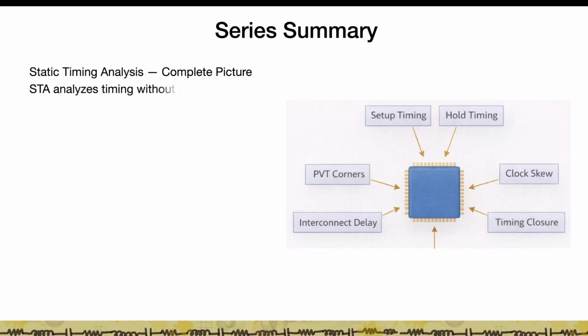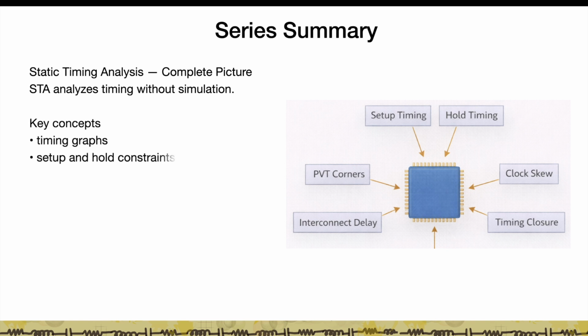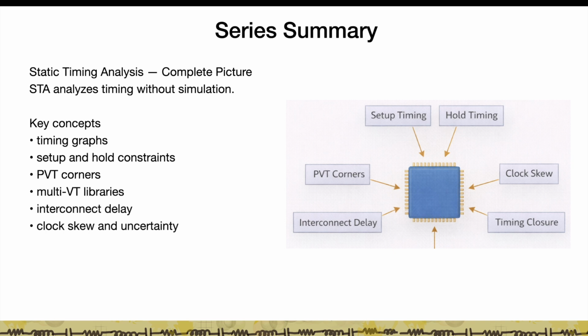We've reached the end of the series. Let's look back at the ground we've covered. We started with the fundamental question: how do you verify that a chip will work correctly at speed without simulating every possible input combination? The answer is static timing analysis, a graph-based method that propagates arrival times and required times throughout the design and computes slack at every endpoint.